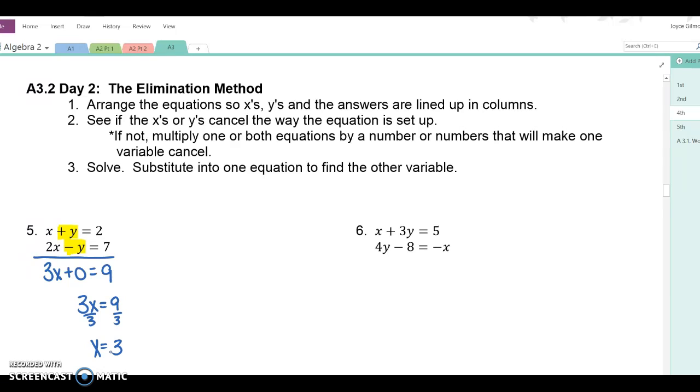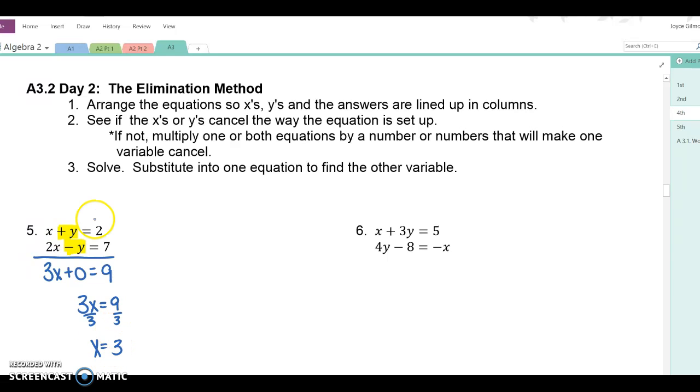Some people really prefer the elimination method because it seems like you get one of your answers a lot faster than you do using the substitution method. Now, if we wanted to, we could definitely use the substitution method here. We would have to subtract x on both sides and then substitute and then solve. You would still get the same answers. It's just another method for doing this.